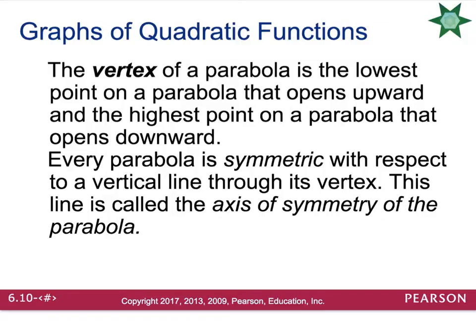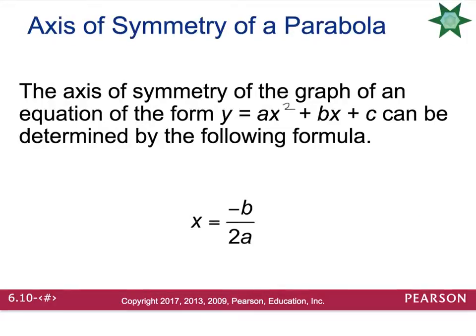So again, the vertex of a parabola is the lowest point if it opens up. It is the highest point if it opens down. Every parabola is symmetric with respect to the vertical line through its axis, and this is called the axis of symmetry. In order to find the axis of symmetry, there's a formula that you can use. Remember, x equals a number is a vertical line, and the way you find the number of the vertical line is you take negative b divided by 2a.